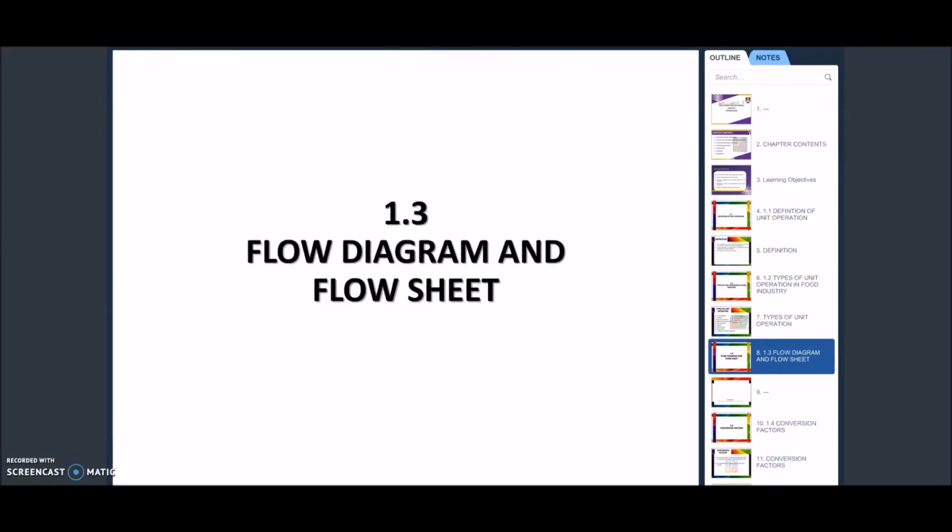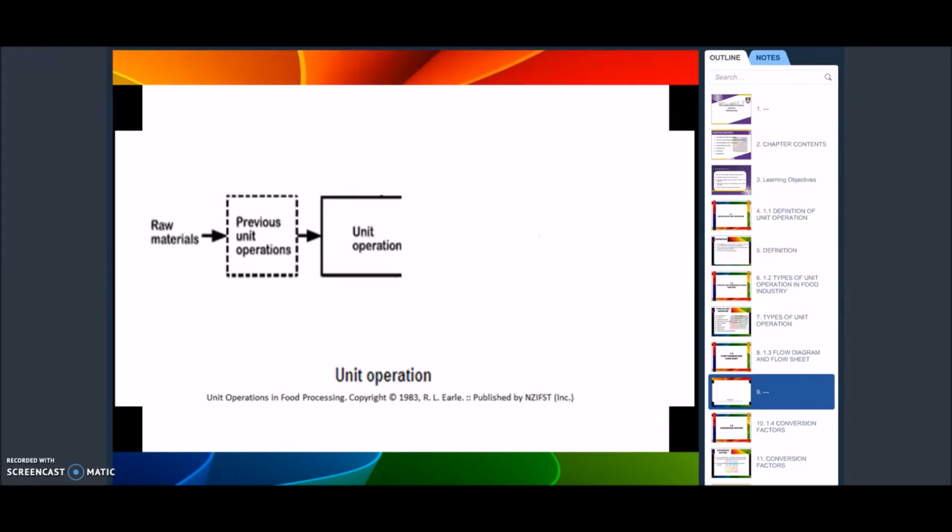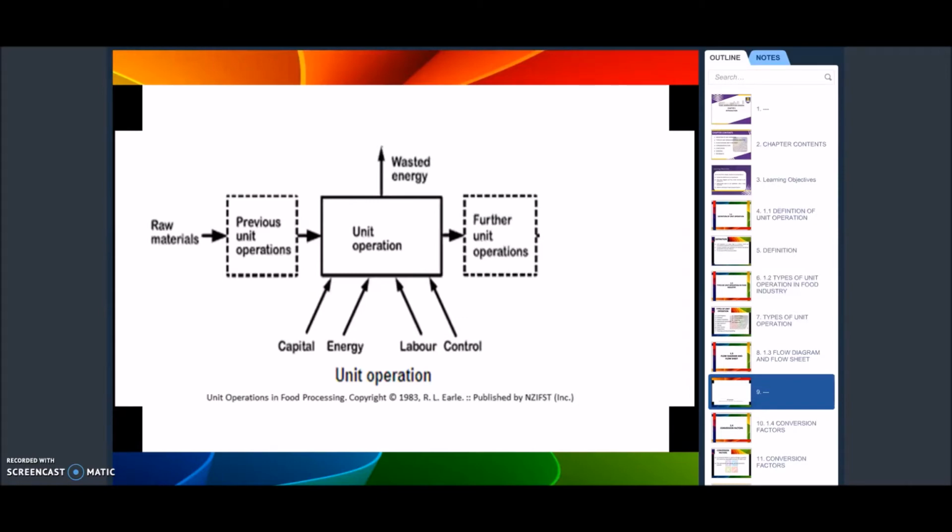Okay, 1.3, flow diagram and flow sheet. The flow sheet and flow diagram of unit operation will start with raw materials. We proceed to the previous unit operation and then go to the current unit operation, where capital, energy, labor, and control will be added and will be released as wasted energy. And then it will proceed to the further unit operation and finally produce the byproduct, which consists of product, waste, and also energy.